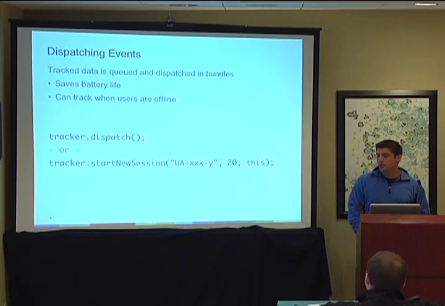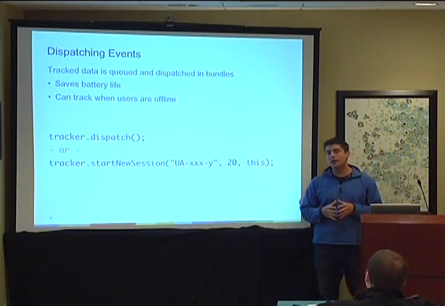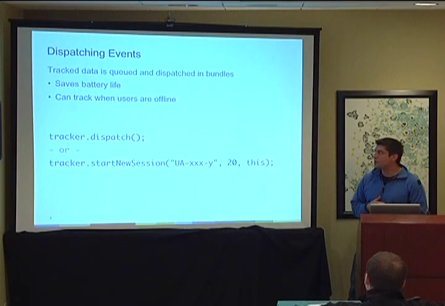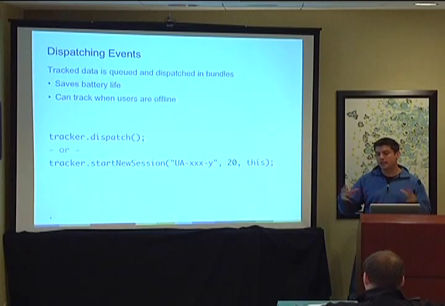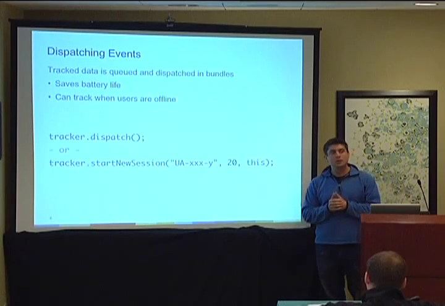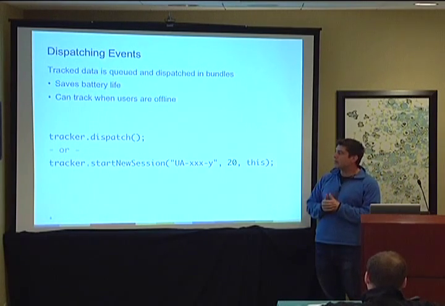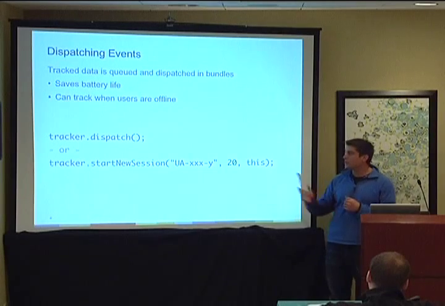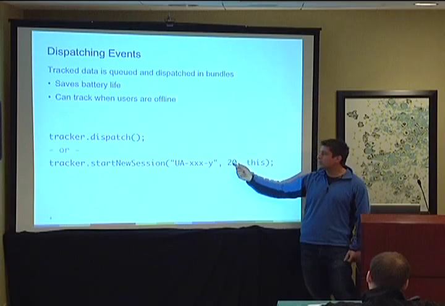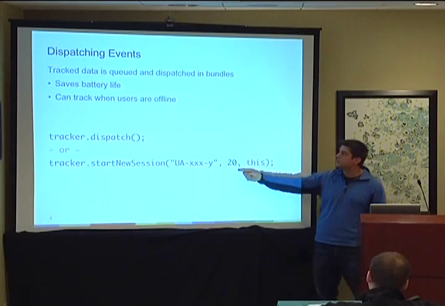So one of the things with a mobile device is you might not always be online all the time. You might go offline and start interacting with content. And so when you send events, we'll queue up events, and after a period of time, we'll send them to Google Analytics. There's a method called dispatch that actually sends all the data from the queue, and in the start new session method, there's a parameter that sets after how much time you should send all these events.